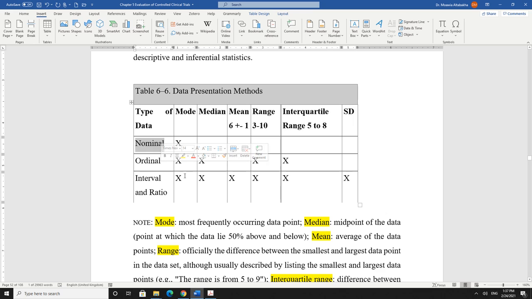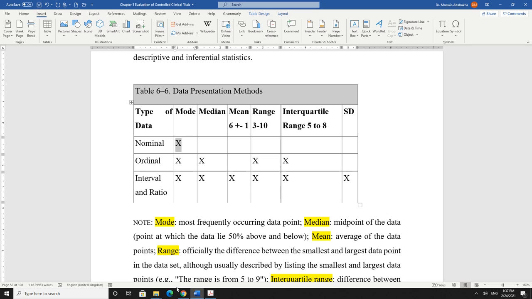For nominal data, I only can talk about the mode. For example, if I say dead or alive, this is an example. I cannot say what is the average, right? What I can say is there are more alive subjects than non-alive. I can put the mode. The highest is the alive people.